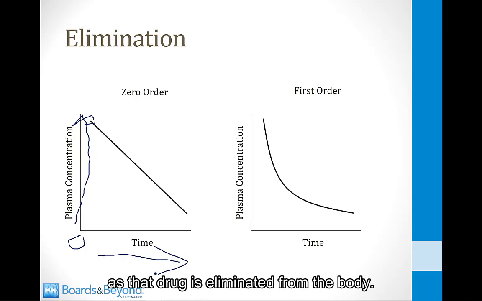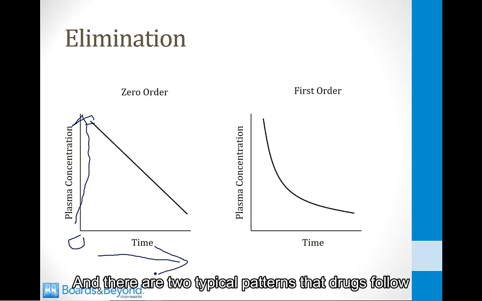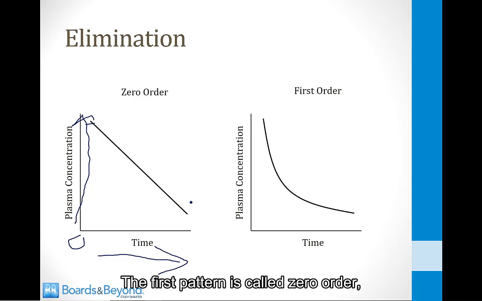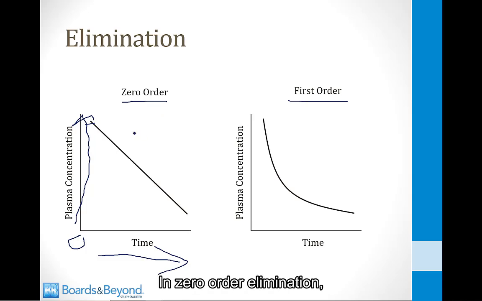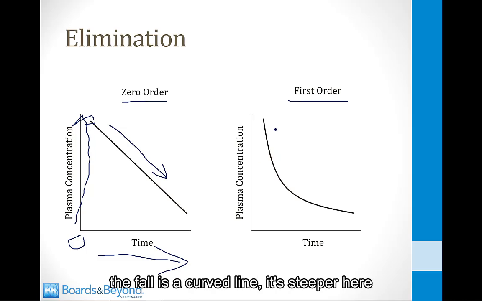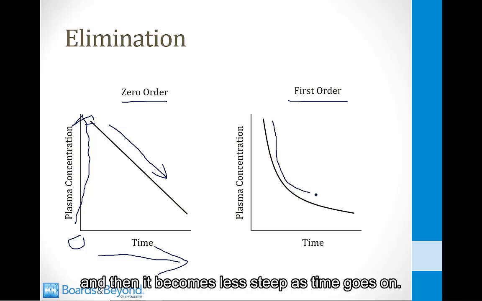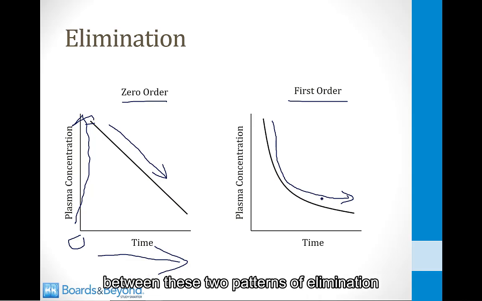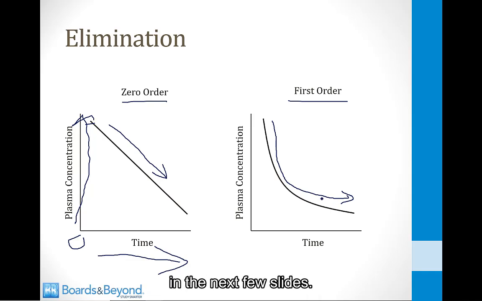from the body. And there are two typical patterns that drugs follow as they're eliminated from the body. The first pattern is called zero order. The second pattern is called first order. In zero order elimination, the fall in plasma concentration is a straight line, as shown here. In first order elimination, the fall is a curved line. It's steeper here, and then it becomes less steep as time goes on. And we'll talk about the differences between these two patterns of elimination in the next few slides.